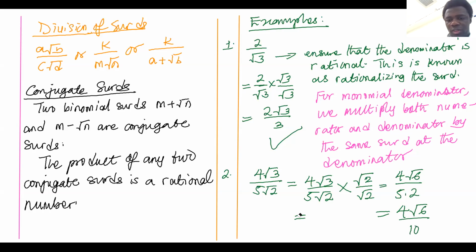The idea is to make sure the denominator is rational, and of course you can simplify. I can simplify from here directly. So that's simply 2 root 6 divided by 5. That's what I should have written. That's the simplest form.